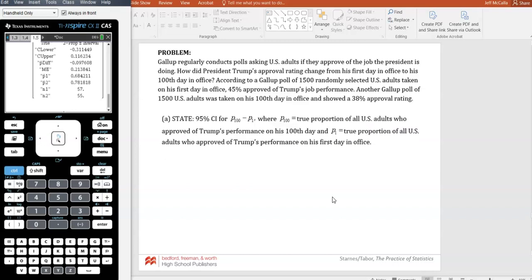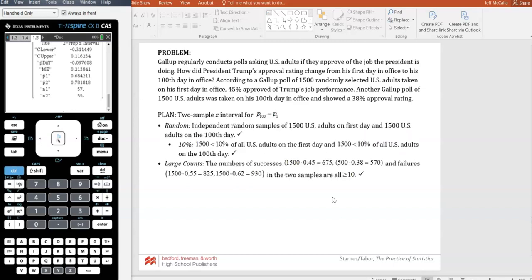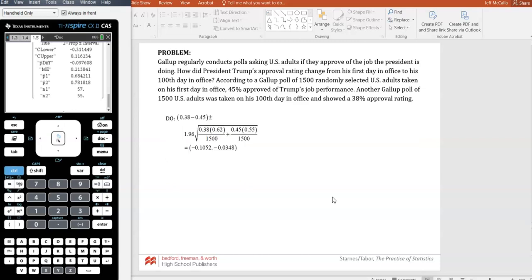So you check the conditions. Again, you also name the test as a two-sample z interval. The conditions are independent random samples. So these are random samples of U.S. adults on the first day and on the 100th day. Check the 10% condition: less than 10% of all adults for both groups, on the first day and the 100th day. Large counts: do np for each one of them. They have to be at least 10. Then plug in the numbers.